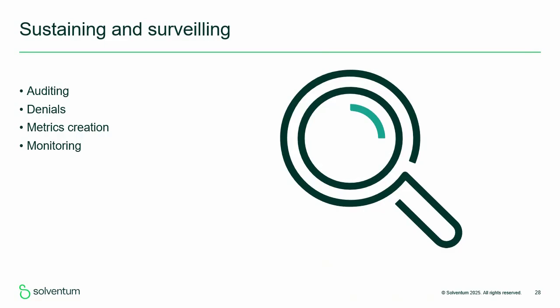So just to do a quick recap here, we discussed the complexities of managing the outpatient revenue cycle. We explored challenges. We discussed strategies to surface opportunities. Now, how do you make sure what was broken does not break again? Because I say the revenue cycle breaks every day. So let's talk about sustaining and surveilling. We have processes, auditing, looking at denials, creating metrics, and monitoring, which are all manual processes. Is there a better way?